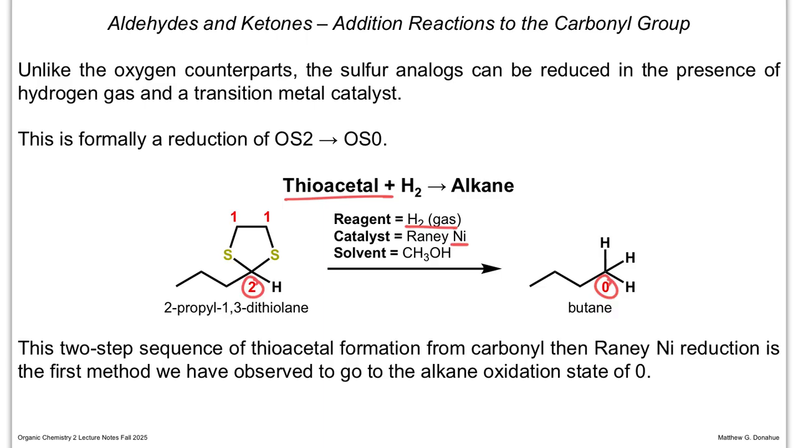And synthetically, that's kind of useful because anywhere you look in a molecule where you see an oxidation state 0, you can kind of think backwards that if this was a thioacetal, I could reduce it to this. The thioacetal is then made from the carbonyl. So that allows us to get some flexibility in dealing with oxidation state through a complex sequence.